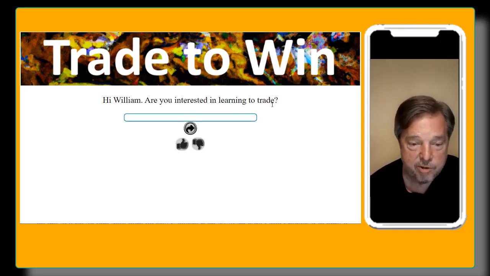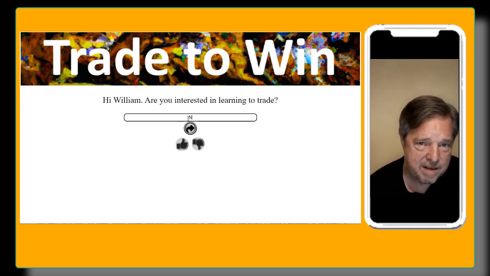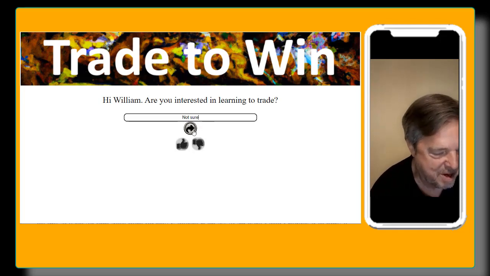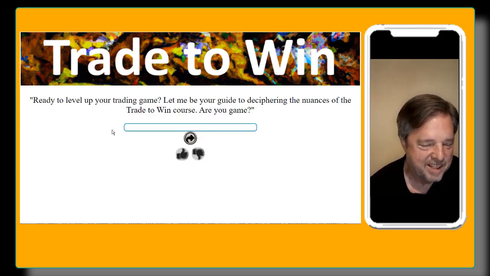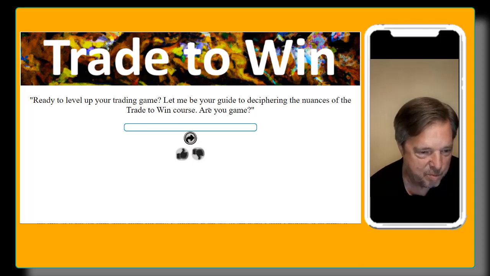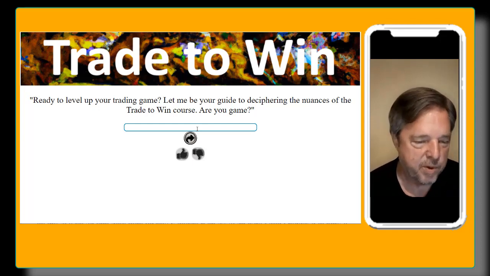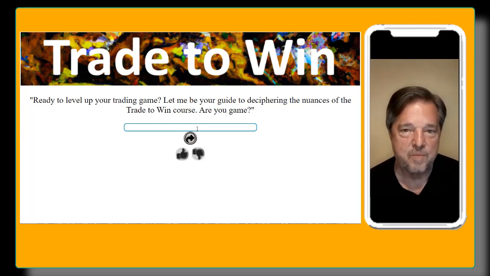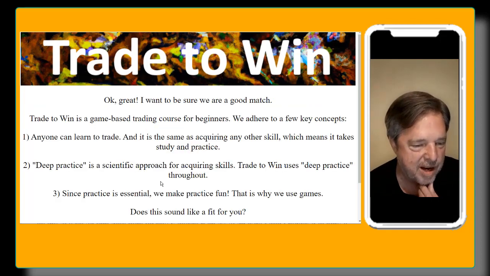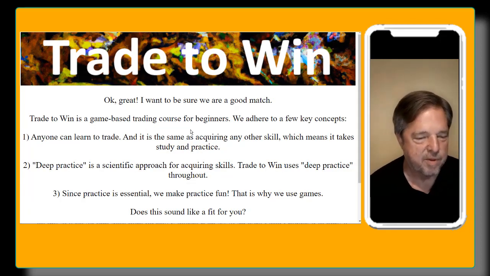So we have at least the first name here. Are you interested in learning to trade? Once again, they can be cantankerous, and if they are, we only have strike one against us. So we'll do one. We'll say not sure. And so it comes back again with some other types of question, but it's going to say, look, do you want to learn something about it? Ready to level up your trading game? Let me be your guide to deciphering the nuances of the Trade to Win course. Are you game? If they, how do you say, they've already got 2 strikes against them. If they don't answer this question, the model shuts them down. We don't want to do that. So we're just going to say yes. And I have these 2 buttons here to make it easy. They can just click the button for the thumbs up.